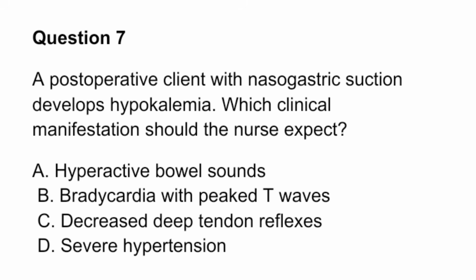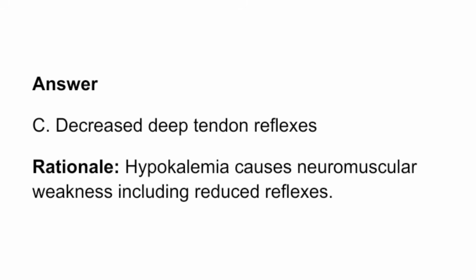C. Decreased deep tendon reflexes. D. Severe hypertension. Answer. C. Decreased deep tendon reflexes. Rationale. Hypokalemia causes neuromuscular weakness, including reduced reflexes.